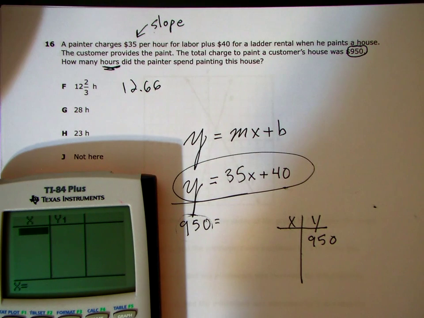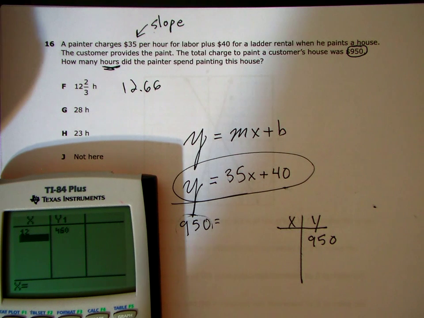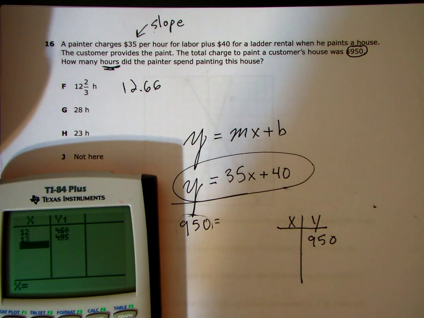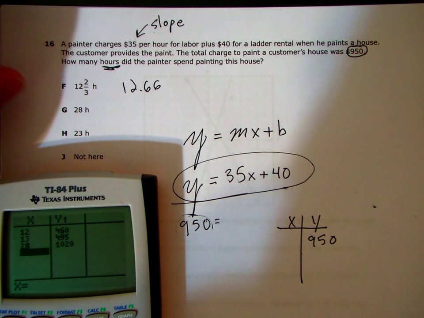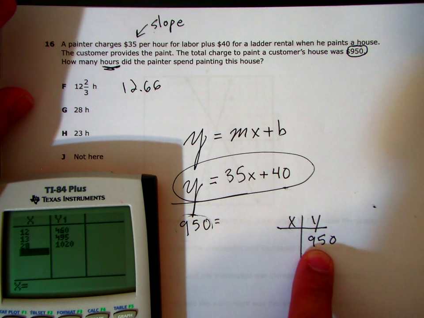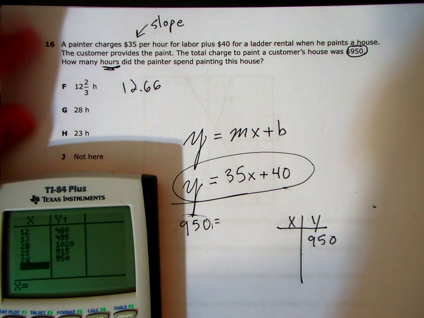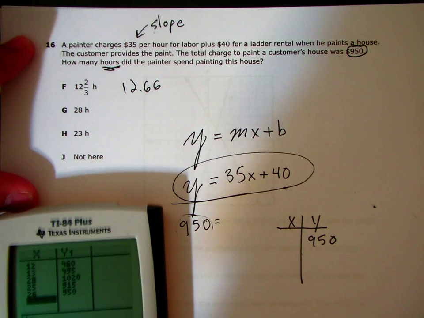Let's see what happens. 12 is 460. Let's try 13. Still too small. Let's try 28. Oh, that's too big. It passed 950, right? So it's not 28. Let's try 25. That's too small. Let's try 26. It's 26, y'all. So is the answer there?